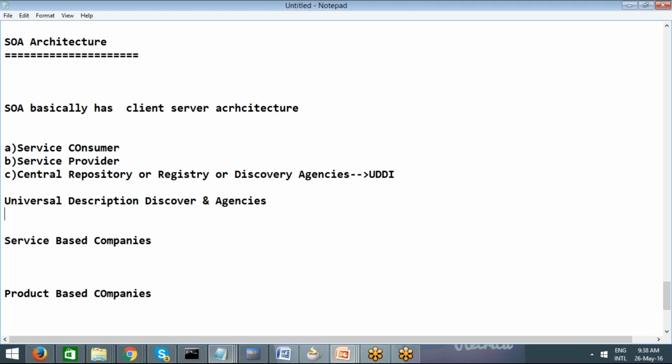Once he finds that service, the service consumer tries to talk with the service provider, which is called the bind operation. So first of all, the service provider performs the publish operation, where he publishes the details about the web service in the central repository. Then a service consumer comes and performs the find operation, where he tries to find the file in the central repository. After these two tasks, there is the bind operation, which happens between the service consumer and the service provider.